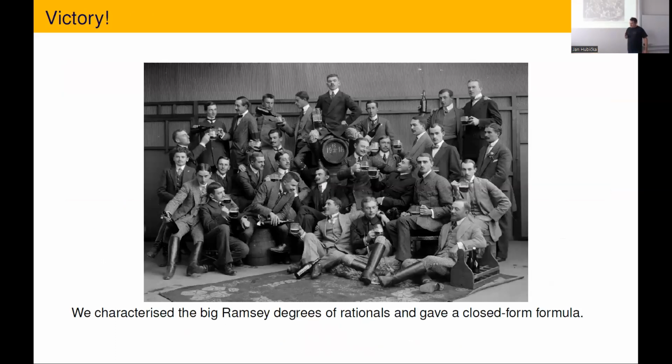But anyway, we can celebrate because we have the formula for the Devlin types. And now what happens next? This somehow stayed as a kind of obscurity of Ramsey theory. It was published in '79 and it was forgotten.